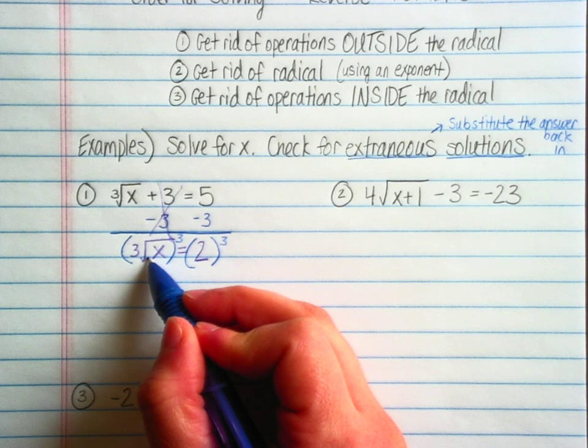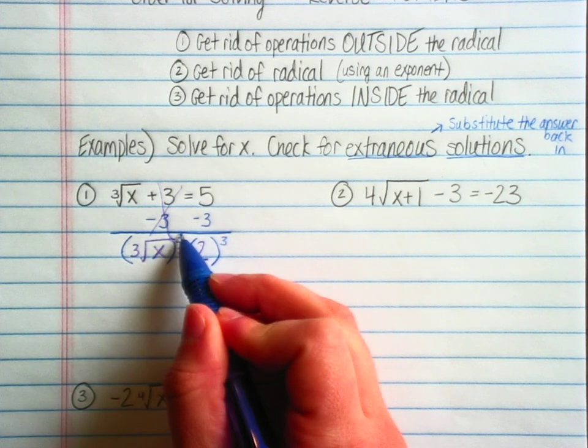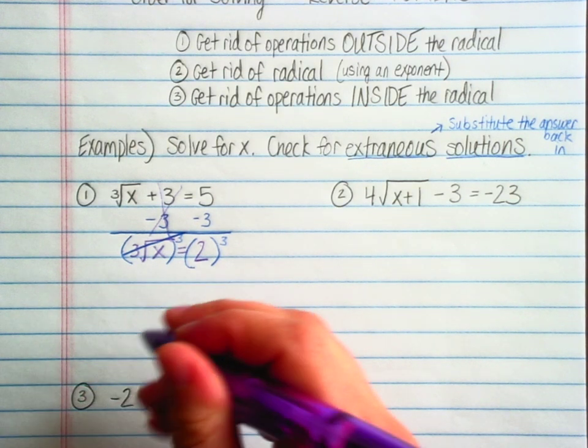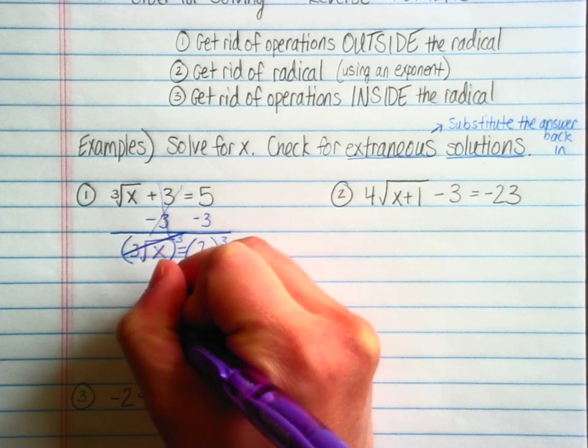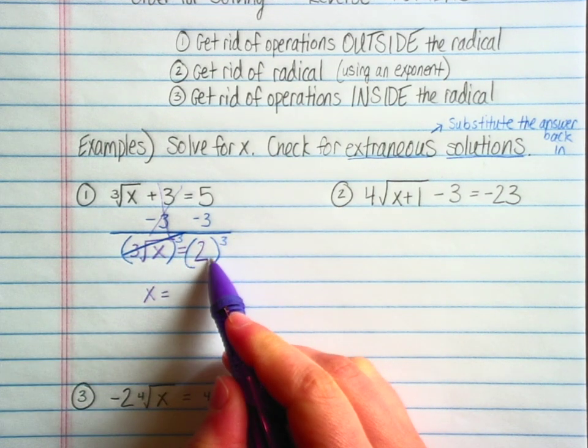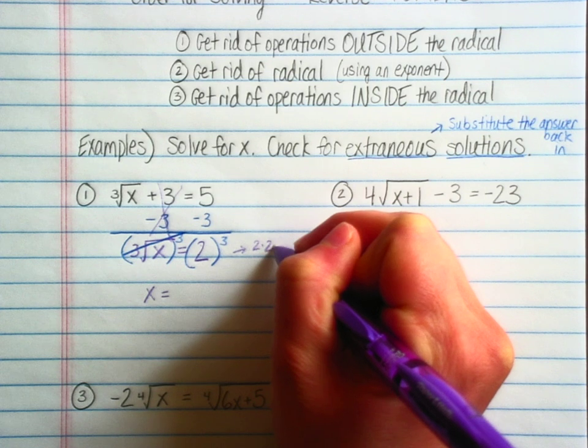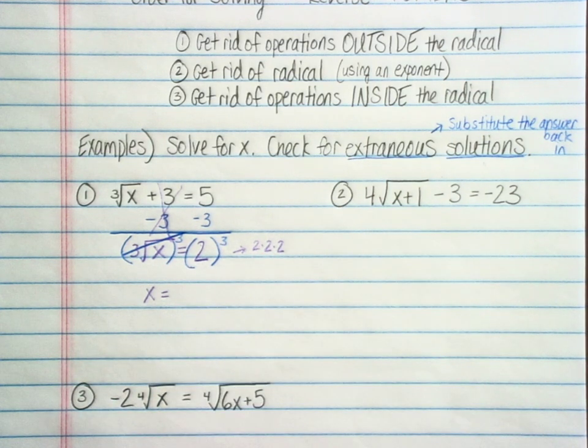On the left side, a third exponent and a third root just cancel each other out. So here I'm just left with an x. And on the other side, 2 to the third, I could do that by hand. That's 2 times 2 times 2, which should give me 8.